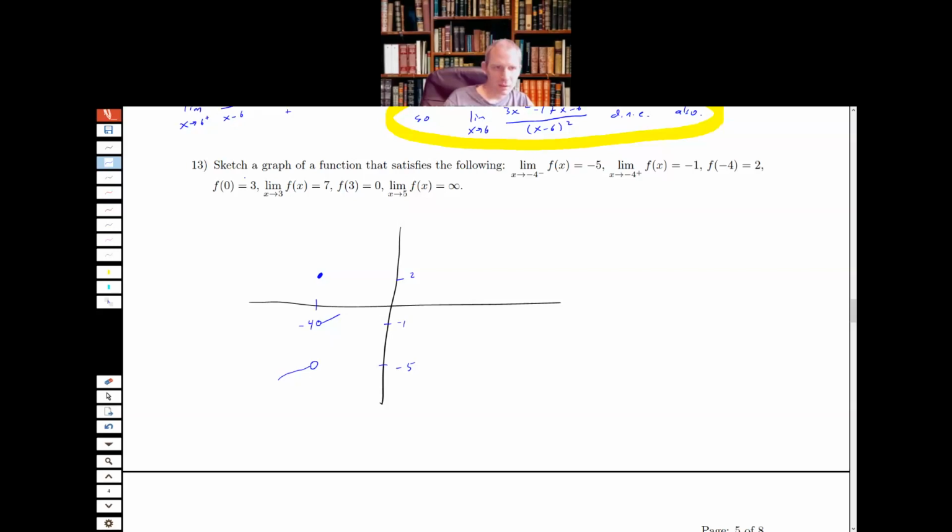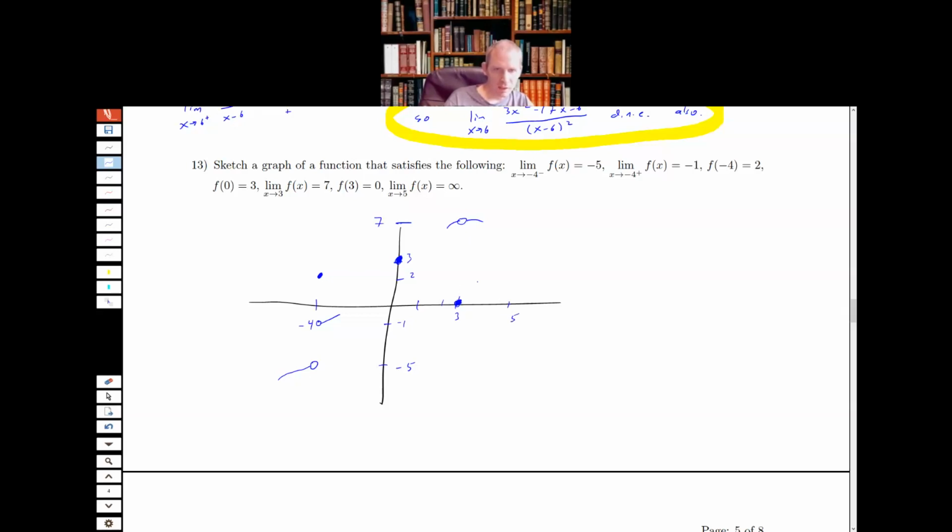All right, next, f of 0 is 3. Now we have a limit as x approaches 3, so that's an x value of 3, and that limit is 7. This doesn't specify left or right, which means it's both sides. Okay. F of 3 is 0. So once again, this has to be an open dot. If it was filled in, I wouldn't have a function.